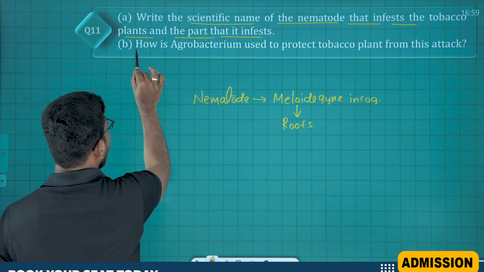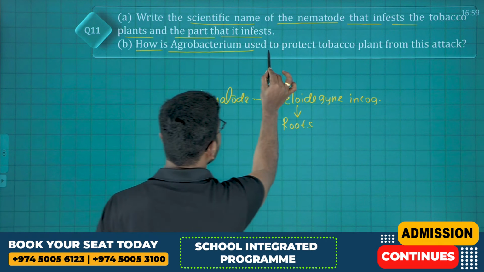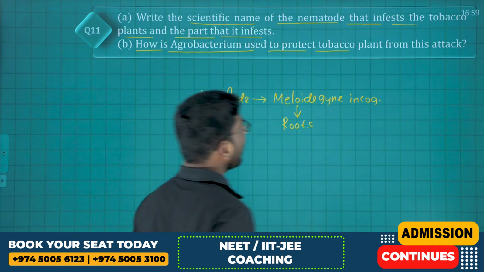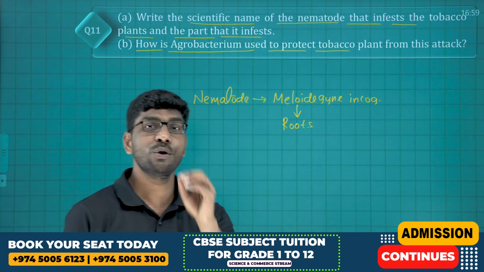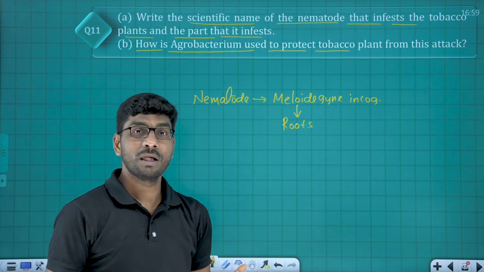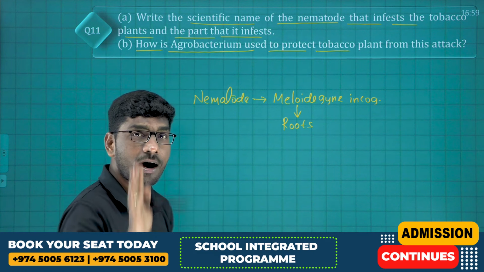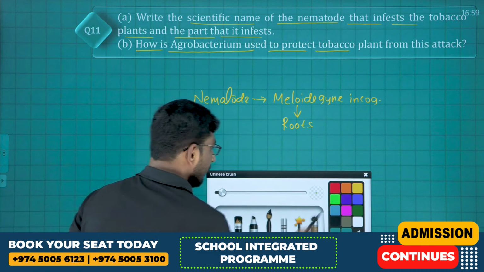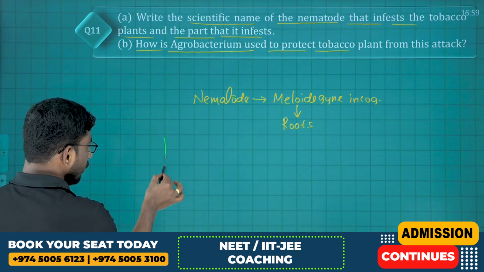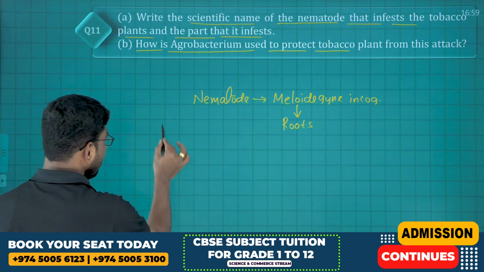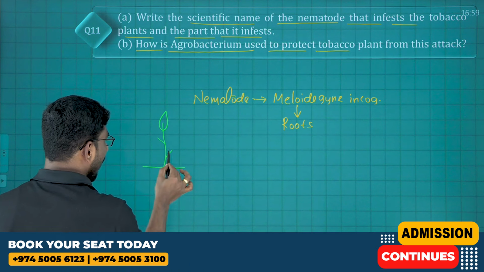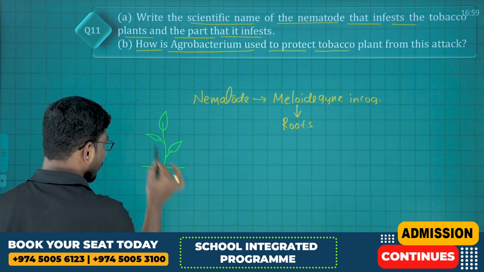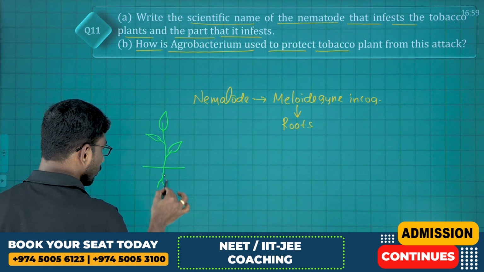Come to the next one. How is Agrobacterium used to protect the tobacco plant from this attack? Agrobacterium tumefaciens, Ti plasmid vector. Do you remember? Look at here. This is the tobacco plant. Carefully try to understand what we learned in the class: the RNAi mechanism. This is the tobacco plant and this is the tobacco plant's roots, right?